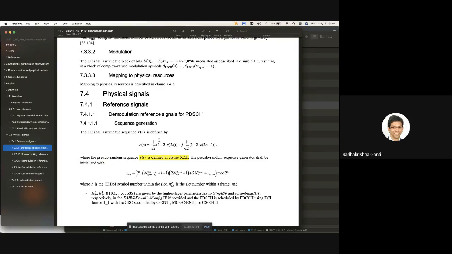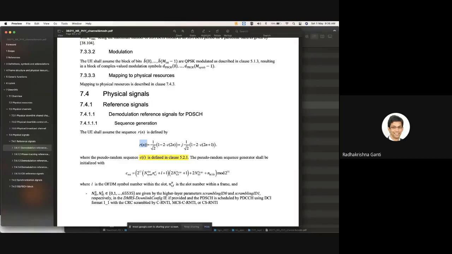So how is the DMRS generated? The DMRS is a pseudo-random sequence. It's a QPSK signal. If you see, r(n) is 1 by square root 2 times (1 minus 2c(n)), so it can be plus or minus 1. c(n) is a binary sequence, a 0 or 1 sequence. If c(n) is 0, then you get 1. The highlighted one will become 1. If it is 1, it becomes minus 1. So r(n) is a QPSK signal. All the reference signals are generally QPSK in 5G NR.